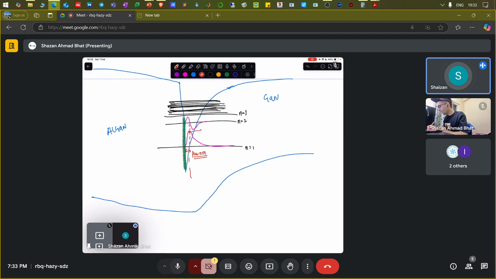This is something called a centroid of the wave function. This has a huge implication in these devices. Why? Because this centroid of the wave function, which is basically the charge, means the charge maximum peaks somewhere around the middle of the triangular potential well. It's not exactly at the interface.